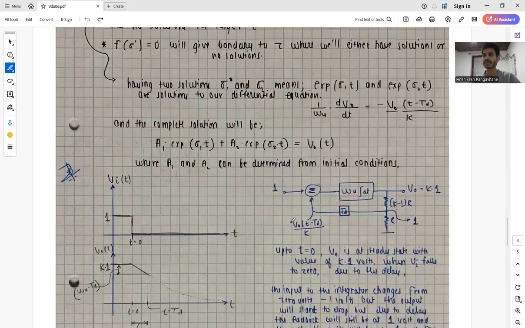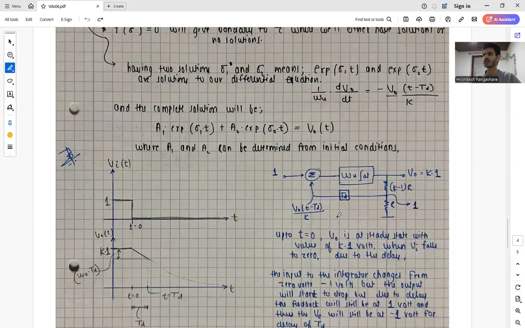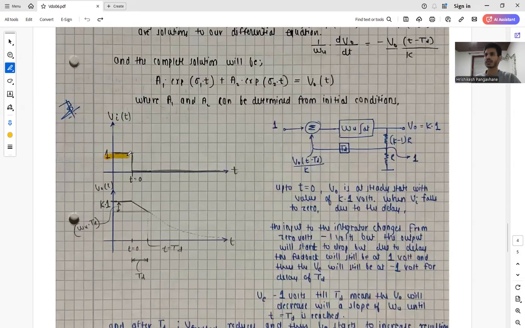So what initial conditions are we talking about? Let's say we have a negative feedback loop with a time delay of td, and we discussed how it arrived. So let's say we have a steady state input of 1 volt up to time t naught equal to 0, and at t equals 0, we step down the input voltage. So what happens to the output voltage?